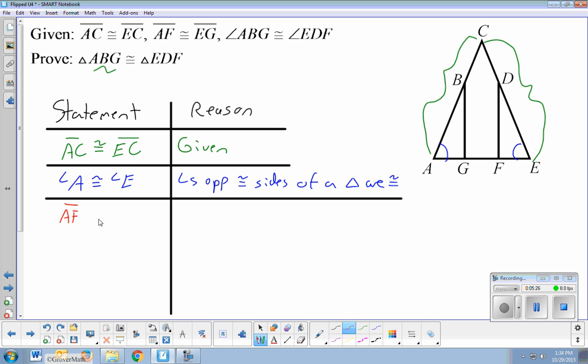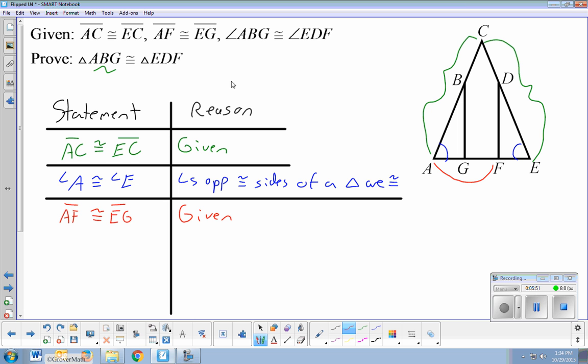AF is congruent to EG. And the rest of this is a normal looking proof. Nothing new here, just stuff that we've been doing. But take a look at AF. And maybe we haven't seen this yet. AF, that, again, is not a side of my triangle. My triangle has AB, AG, BG. It doesn't have AF. AF is too long.